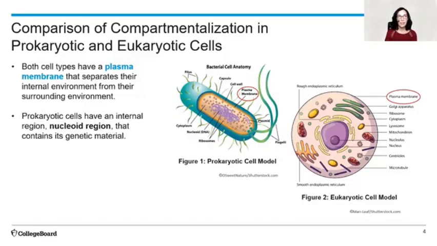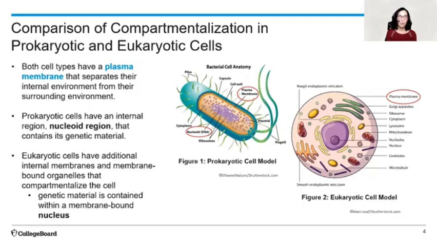Now, the prokaryotic cells lack internal membrane-bound organelles, and so the only membrane that the prokaryotic cell has is that outer plasma membrane. However, prokaryotic cells do have internal regions, such as the nucleoid region shown here, that contains its genetic material. Eukaryotic cells, on the other hand, do have more extensive internal membranes and membrane-bound organelles that compartmentalize the cell. And the genetic material is contained within a membrane-bound nucleus. And this is a distinguishing feature of eukaryotic cells from prokaryotic cells.